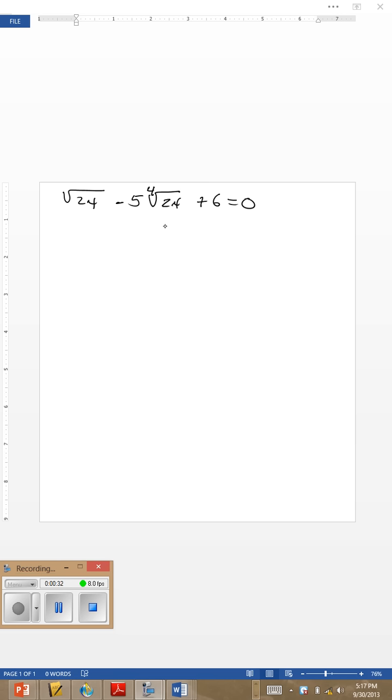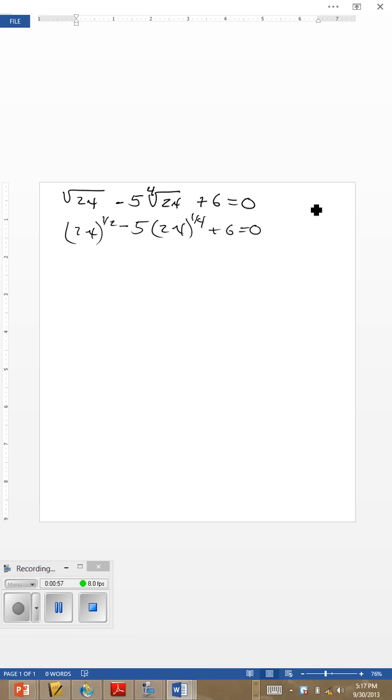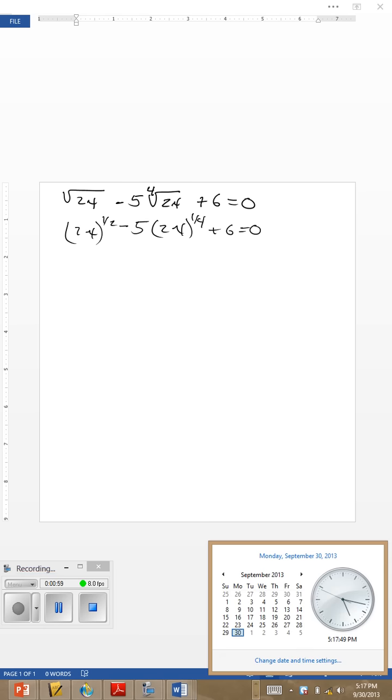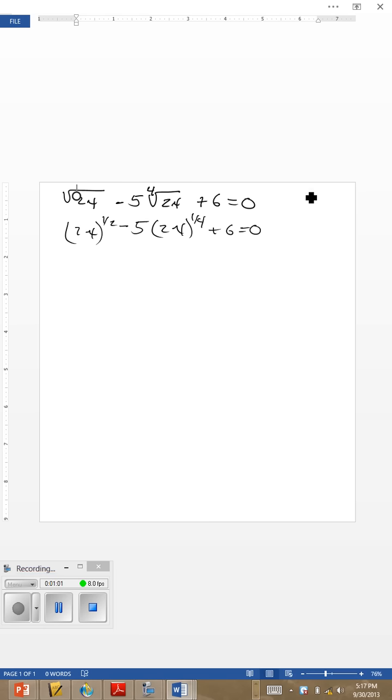Now, effectively, the fourth root, if we want, we could write in an alternate form as 2x to the 1/4 power. And likewise, this is the square root, so that is 2x to the 1/2 power plus 6 equals 0. Now, we really want to replace that expression.